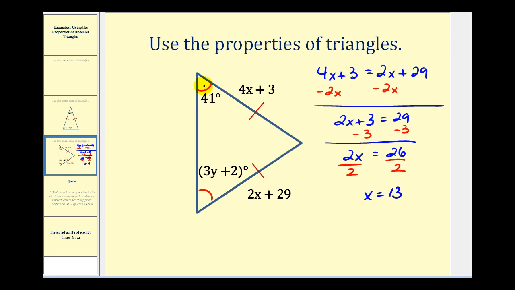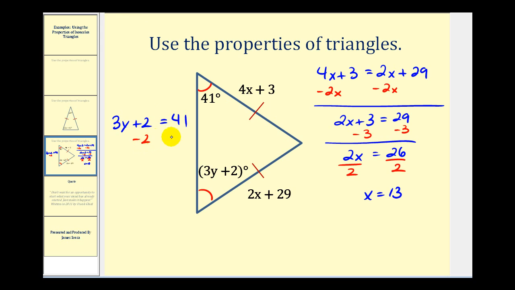Since we already determined that these two angles that are opposite the congruent sides must also be congruent, we know that 3y plus 2 degrees must equal 41 degrees. So to set up our equation, we'll have 3y plus 2 equals 41. And now we can solve this equation for y.